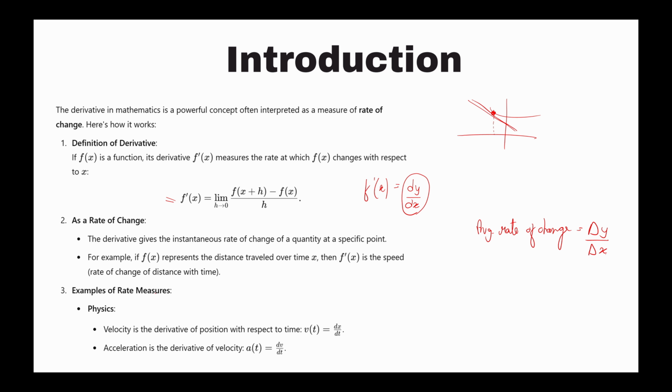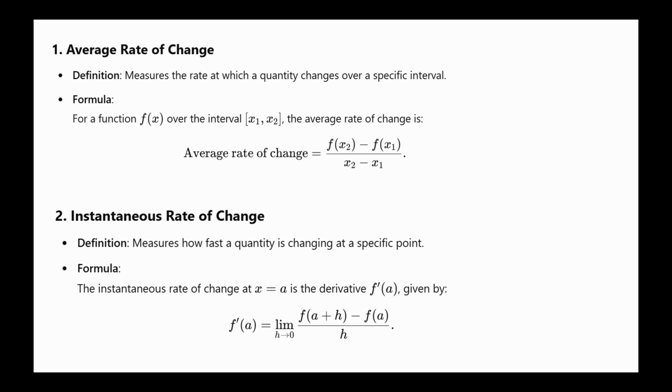Now again, examples of rate measures. In physics, you all have studied that velocity is the derivative of distance. So we write v is equal to dx by dt. Acceleration is the derivative of velocity, so dv by dt. What we can say about acceleration is that it is the double differentiation of distance. So we can also write it in this format. Keep this in mind as well.